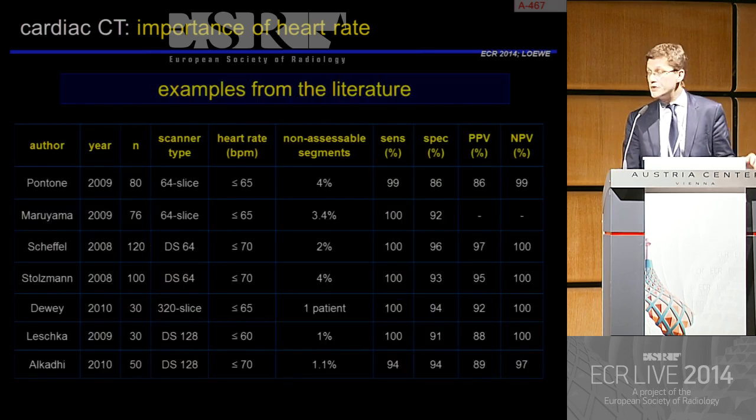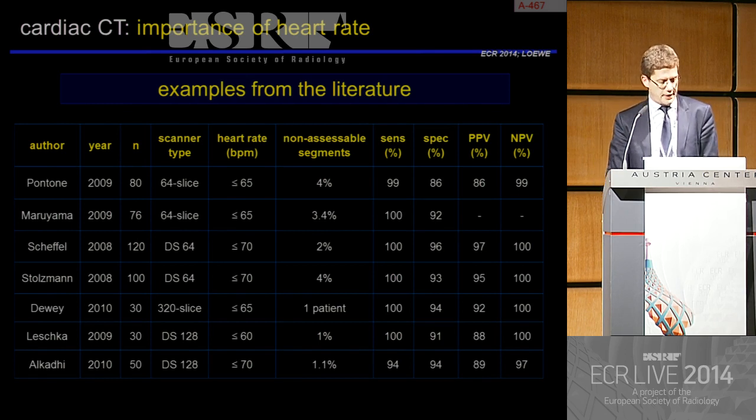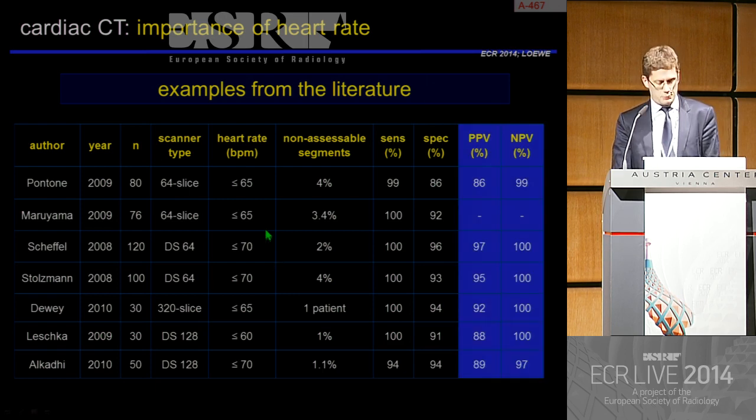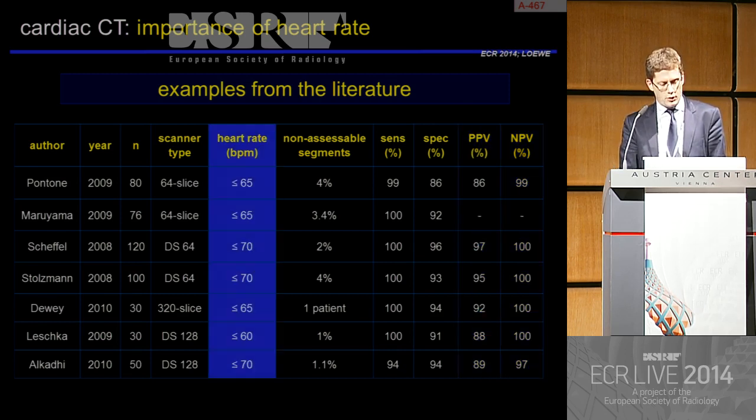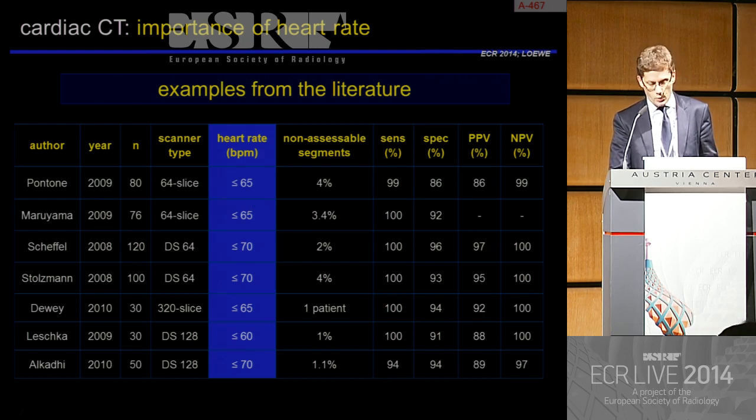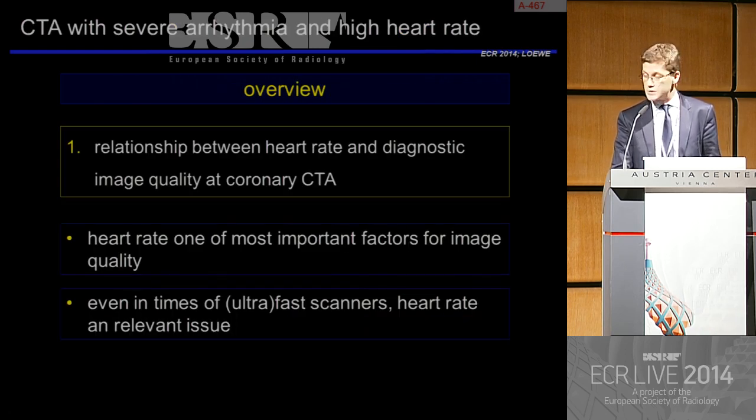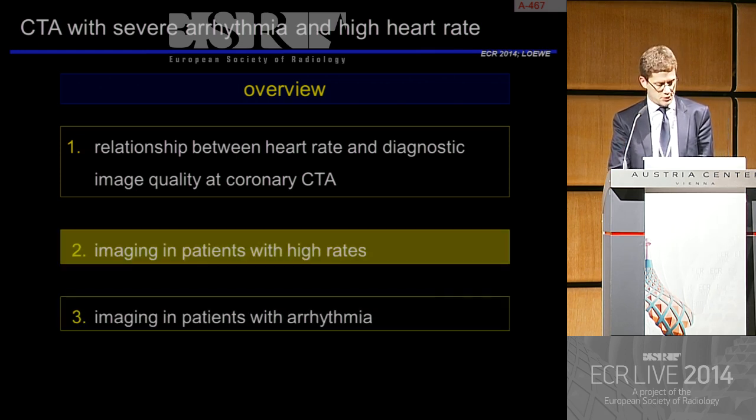These are just a very few papers you can find in the literature, with many more on that, dealing with the comparison of cardiac CT to digital subtraction angiography using really modern equipment. The results are pretty beautiful, with really high negative predictive values and really high positive predictive values, but all these studies have been performed in more or less ideal patients with a heart rate below 70 or even below 65. So in other words, even in times of ultra-fast scanners, we still need to take care of the heart rate, and heart rate remains a very important factor for the image quality and therefore for the diagnostic accuracy at coronary CT angiography.